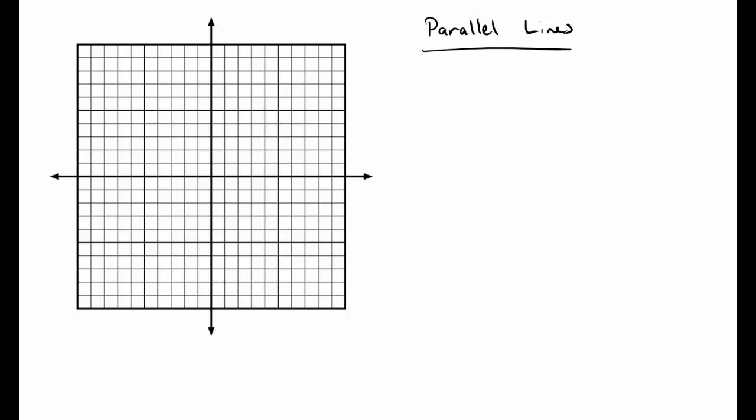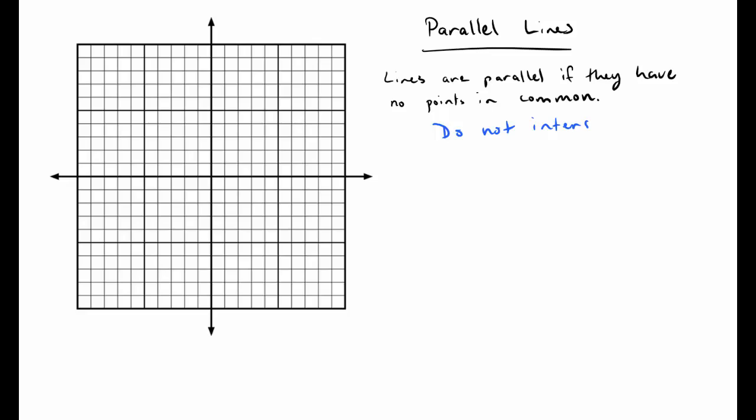So the definition of parallel lines is that lines are parallel if they share no points in common. Now, another way of looking at that is just saying that they do not intersect. If that's the case, let's go ahead and just look at a line. And let's say that we have the line y equals 2x plus 1. And let's graph that out real quick. Well, that has a y-intercept at 1.